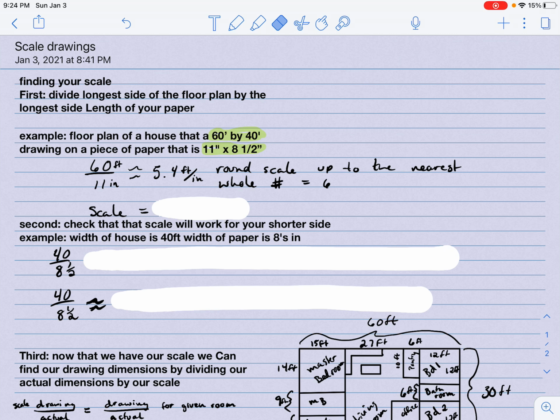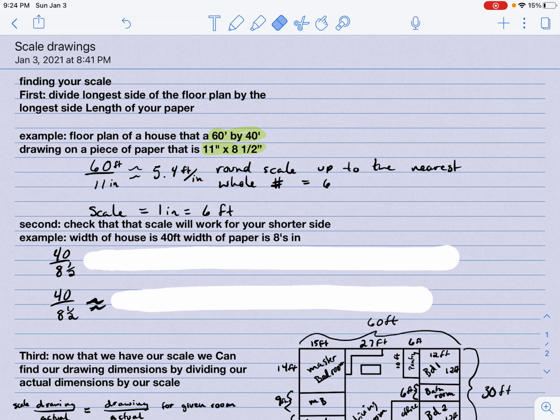Now, just to keep the scale easy, we're going to round that up to the nearest whole number. So always round up. It's 5.4, so that means we're going to round it up to 6. What this is saying is that for every 6 feet, it's going to be 1 inch on the drawing. So our scale here, 1 inch is equal to 6 feet. That's how we set our scale.